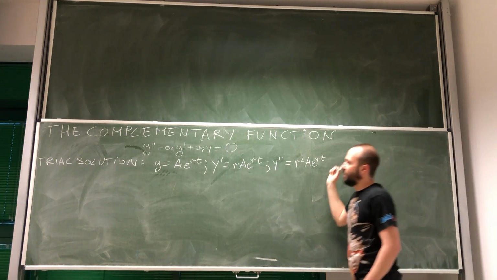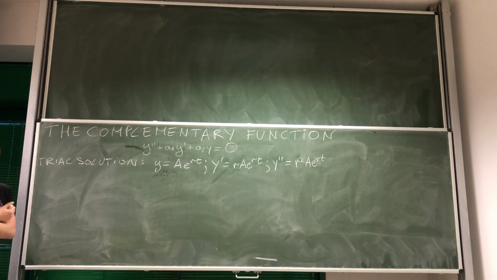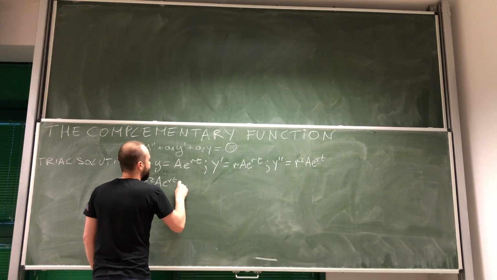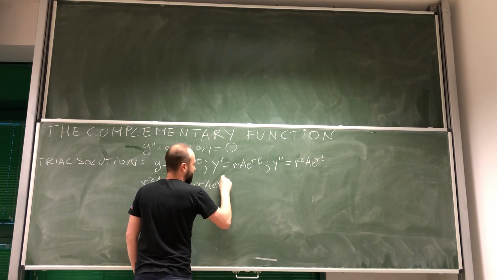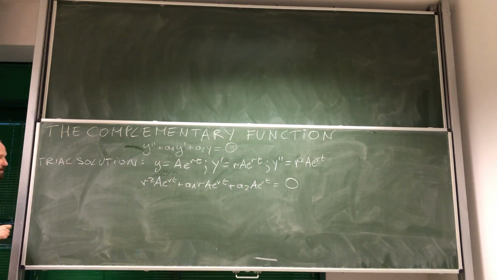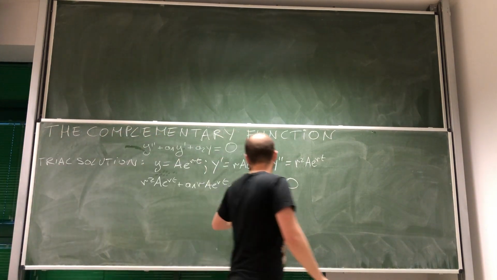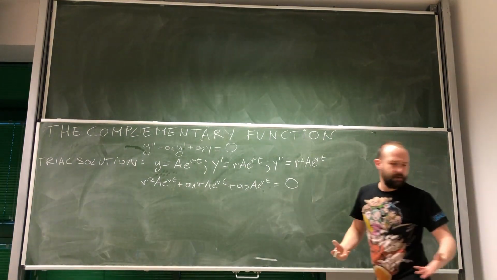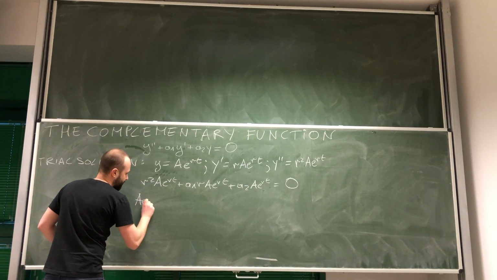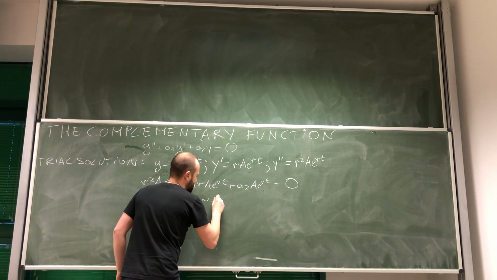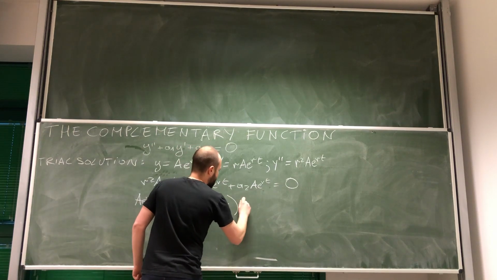Okay. So, now that we've calculated it, why not substitute this into the equation? So we've got r squared times A e to the r t plus a1 r A e to the r t plus a2 A e to the r t equals 0. And look, we clearly see that all these expressions share the same component, A e to the r t. So why not just take it out of the parentheses? So we get A e to the r t times r squared plus a1 r plus a2, and that's it, equals 0.